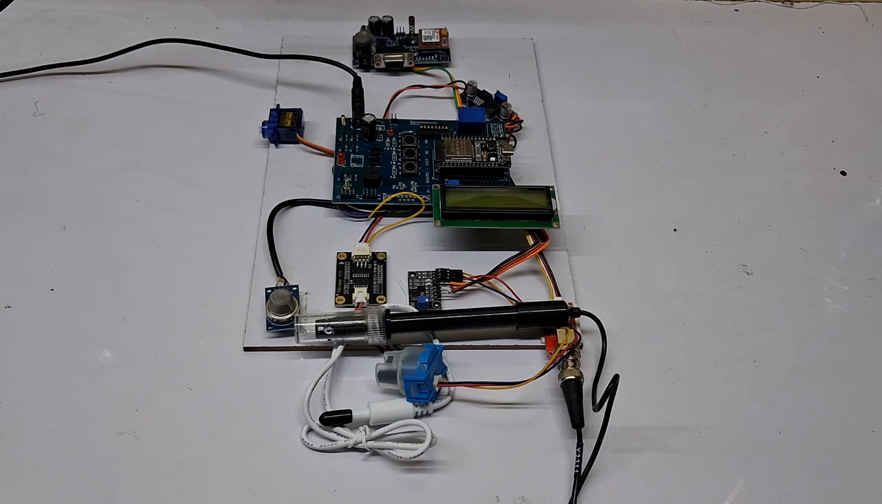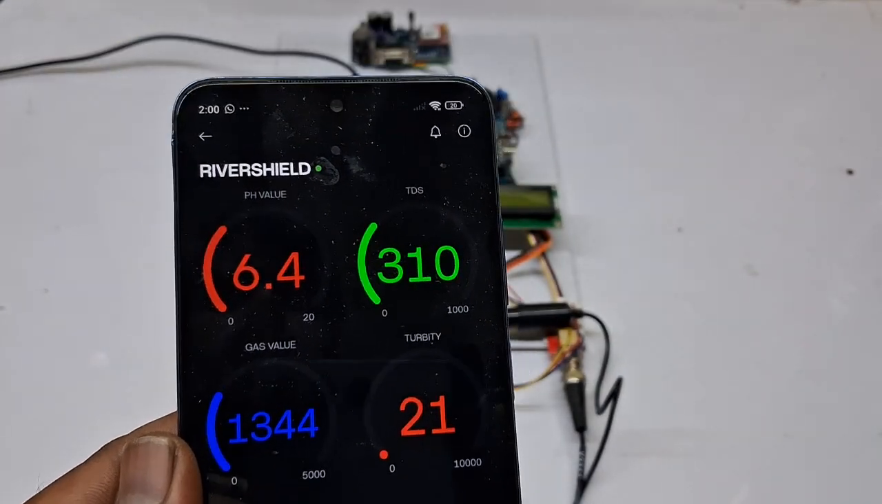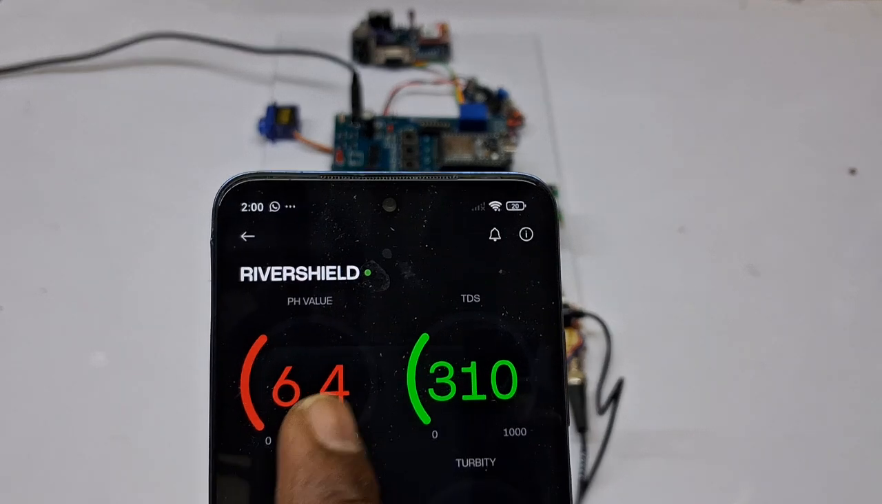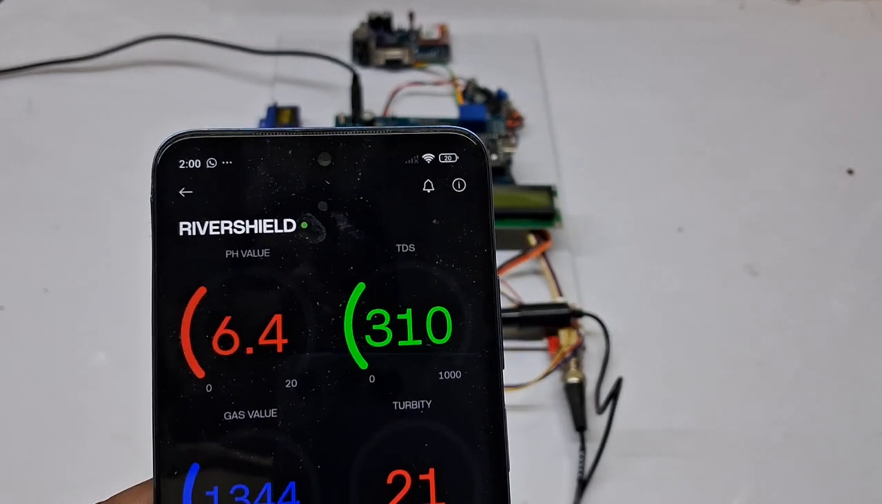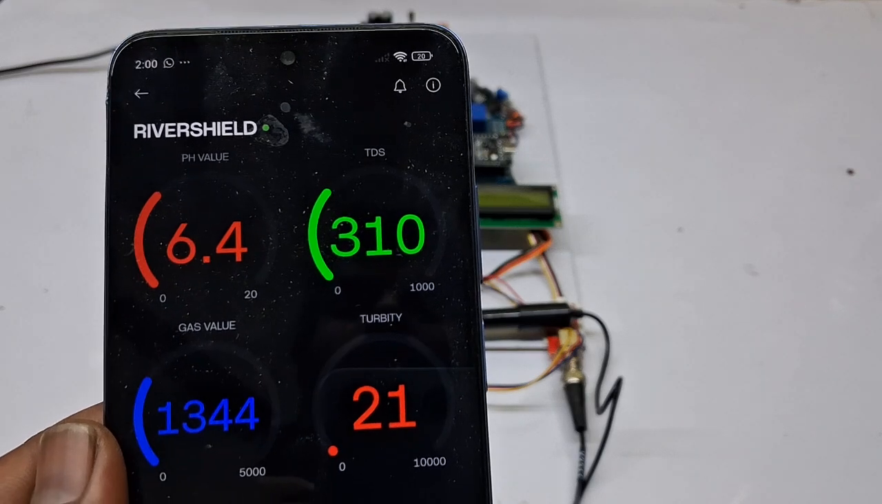If the quality is beyond the nominal value, the system will automatically identify it and send a notification to the corresponding number. Also, we can monitor all the data through an IoT application. Here we use the Blynk application to monitor the data. The first one is the pH value, the second is the TDS, which means we can monitor the water TDS, the third is the gas level, and the fourth is the turbidity.